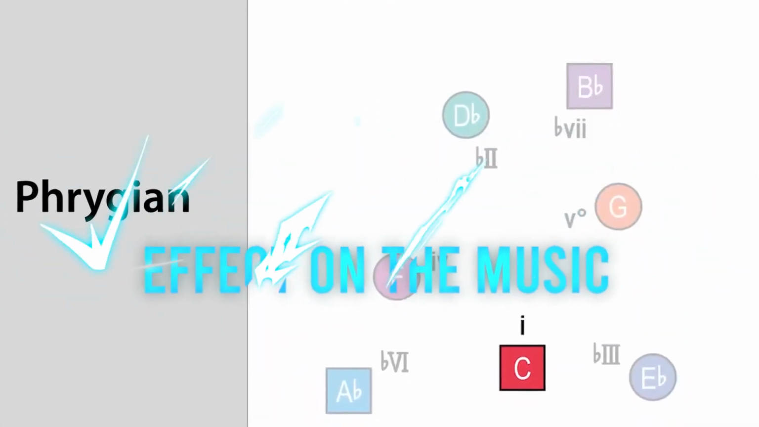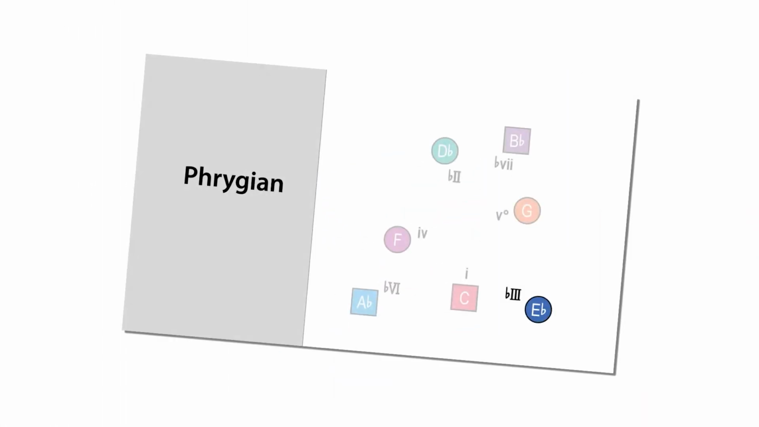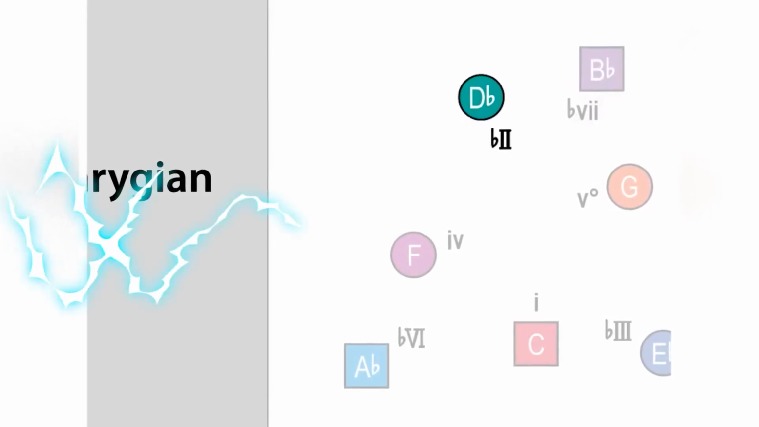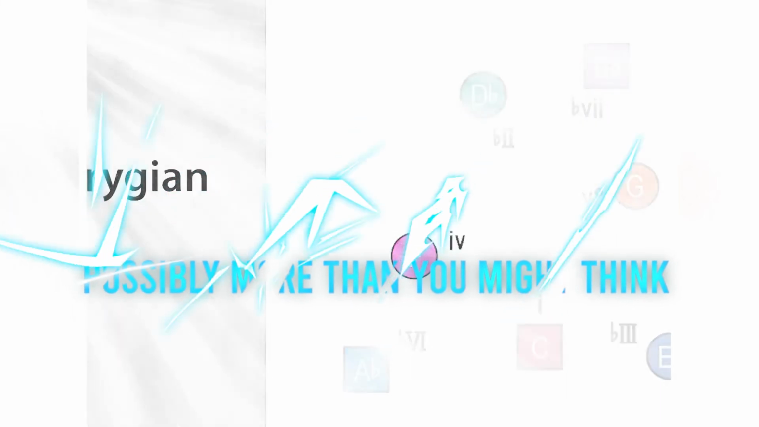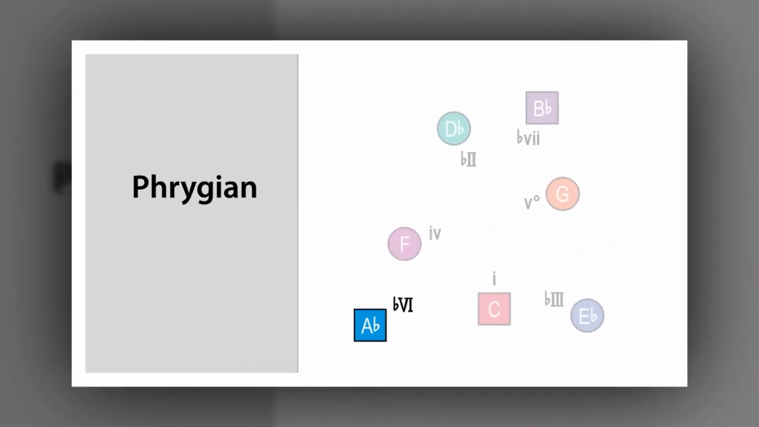Effect on the music. As you will have gathered, it certainly isn't the happiest of modes. Although one could easily argue that Spanish flamenco music isn't mournful, not all of the genre is written in Phrygian. When it is, it tends to stand out. Possibly more than you might think. But this mode isn't unknown in music.